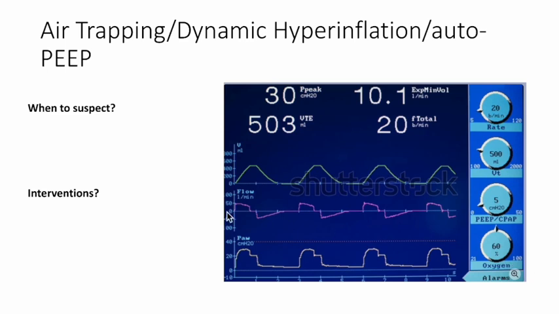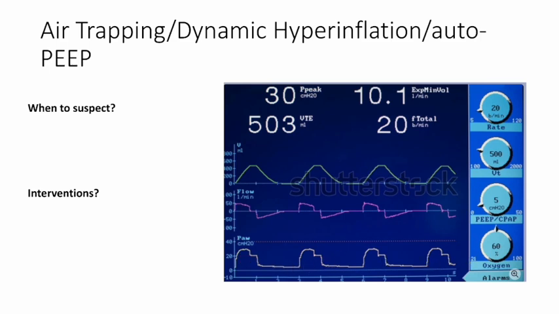So on the flow rate curve, you would see a patient who was exhaling but didn't quite reach zero, the point where air is neither entering nor exiting the airway before the next breath was triggered. And on the pressure curve, what you would see is PEEP that increases after each breath.